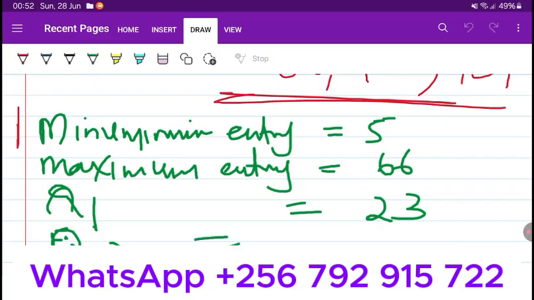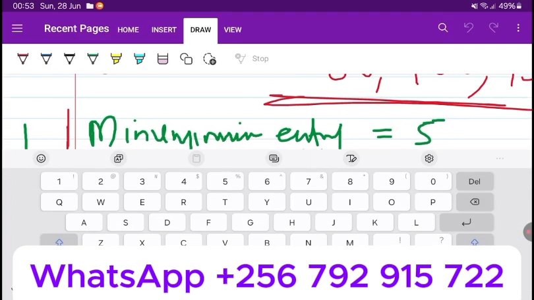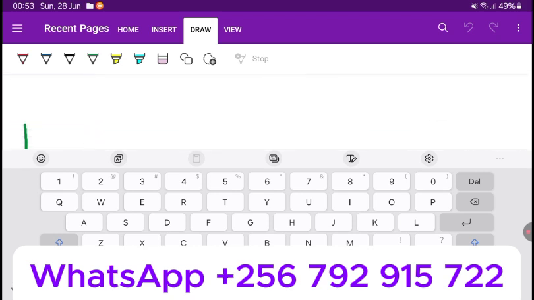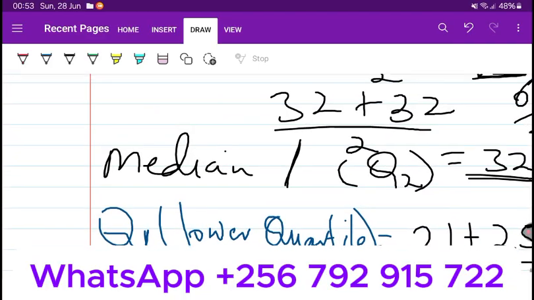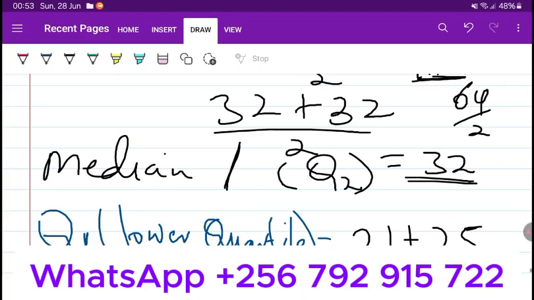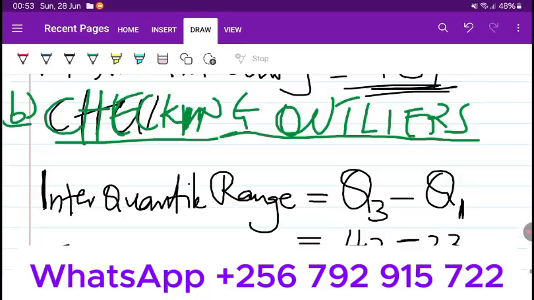Our Q2, let me look at it. That was our middle point. Middle point was 32, because we got 32 plus 32 divided by 2. This actually was 32. Yes, we can confirm it. The middle value or the median. Our lower quartile was 23, then the median was 32, and lastly this one was 42.